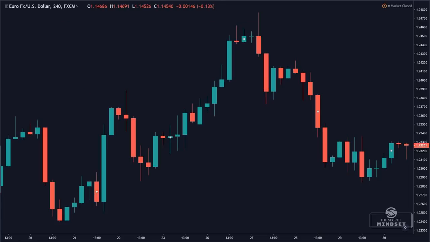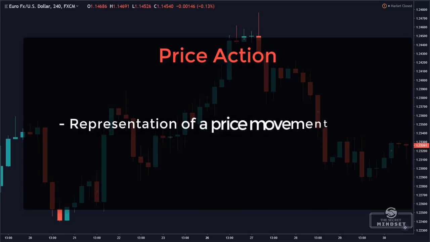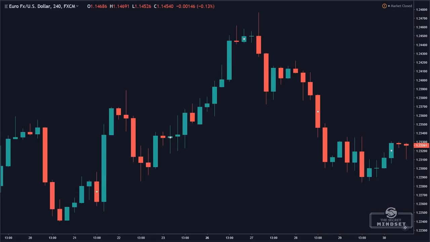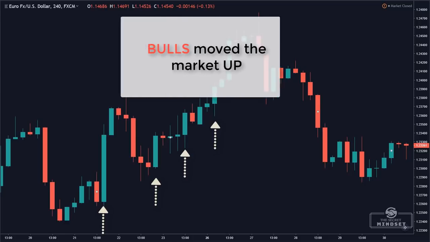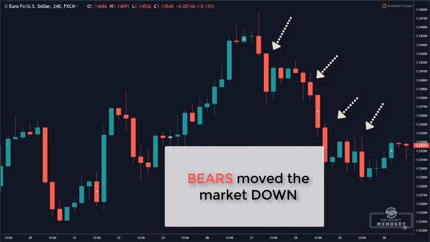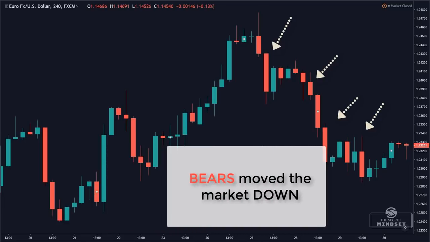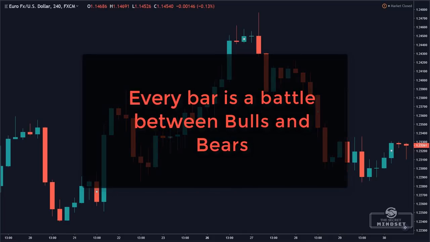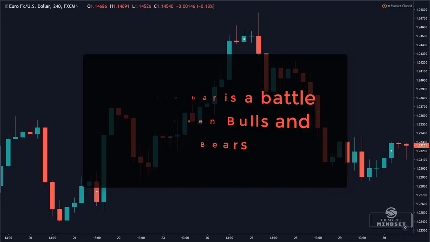So what is price action? Price action is a representation of a price movement on a given chart, and at its core it's basically a representation of the behavior of the market participants, namely the bulls and the bears. The bulls want to move the market up, and their strength is represented by upward bars, while the bears want to move the market down, and their strength is represented by downward bars. Every bar on a given chart is basically a battle between the bulls and the bears.